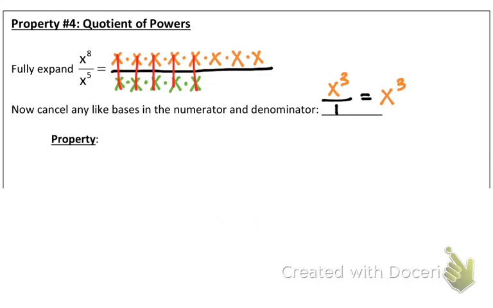So when dividing like bases, how do we know how many bases and exponents are left over if we don't want to fully expand each time? Well, what we do is when dividing powers, we subtract the exponents. If you noticed in our investigation, the exponent of the numerator is 8 and the exponent of the denominator is 5. 8 minus 5 gave us our exponent of 3. So let's see what this looks like as a general case. If I have x to the a over x to the b, this becomes x to the a minus b.